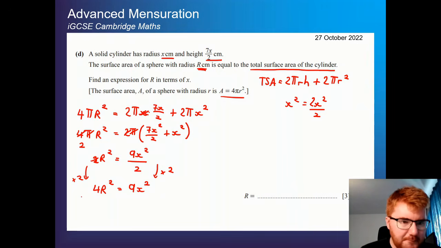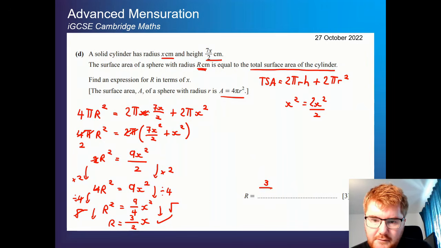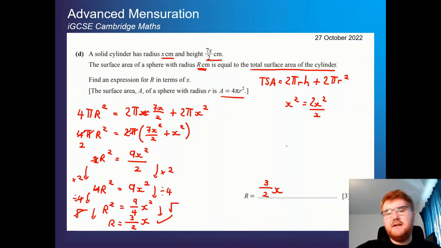And we want r on its own, so the opposite of timesing by 4 is dividing by 4 on both sides. This cancels, and we get r squared equals 9 over 4. This is always a good sign because 9 and 4 are square numbers. Then the final step is to square root both sides. If we do that, that cancels, and we get r on its own. The square root of 9 is 3, the square root of 4 is 2, and the square root of x squared is just x. So we get to our answer there. r is equal to 3 over 2x.